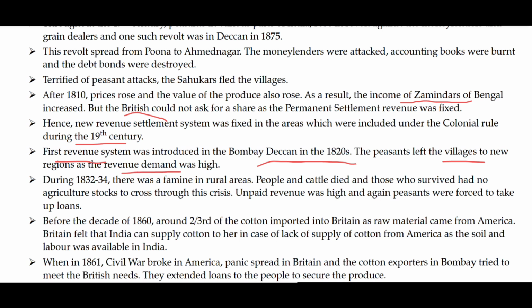During 1832-34, there was a famine in rural areas and people and cattle died and those who survived had no agricultural stocks to cross through the crisis.